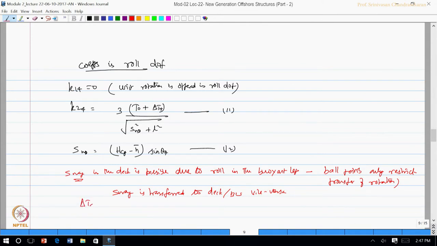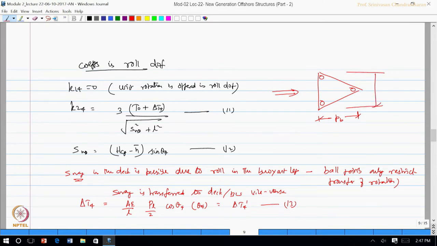So, delta T4, which is change in tension because of roll degree of freedom, is given by AE by L into PL by 2 cos theta 4, where theta 4 is also the same as for theta. Let us call this equation number 13. In a triceratops with a triangular deck, these being 3 legs, this being the wave direction, this dimension is PB and this dimension is PL, and this is my x axis.